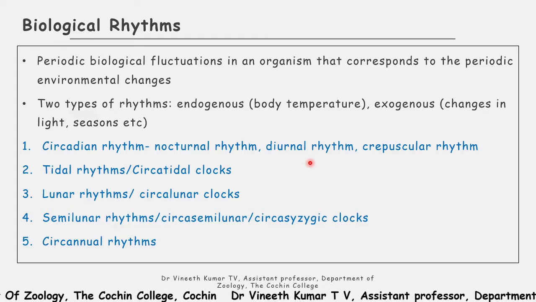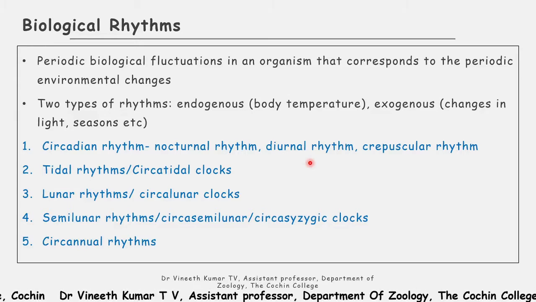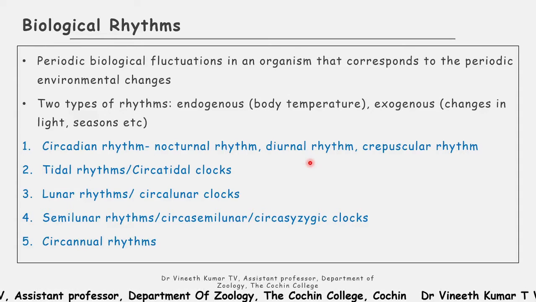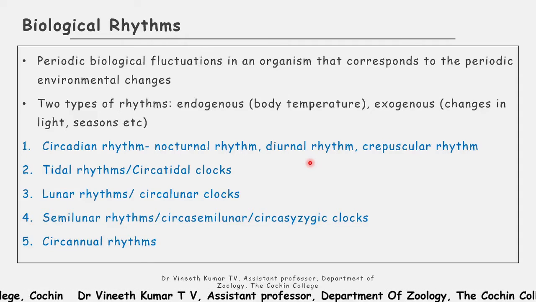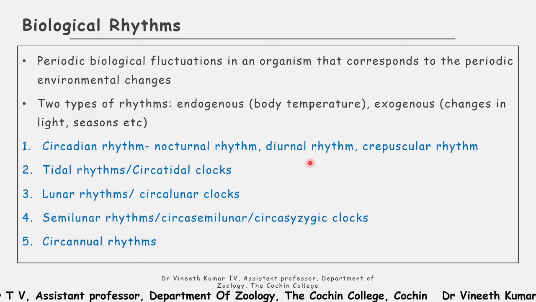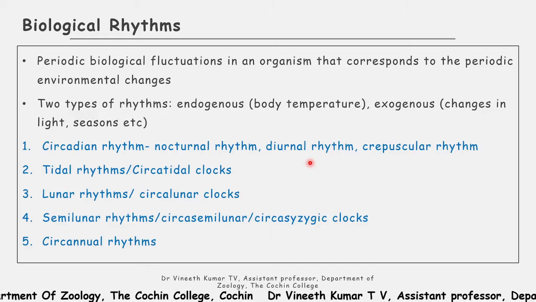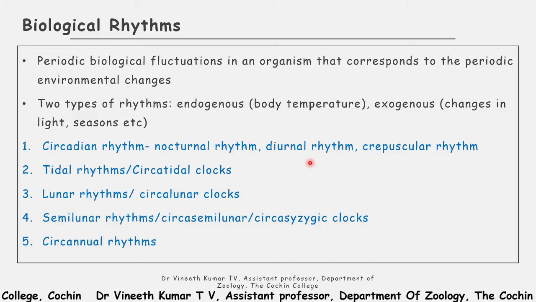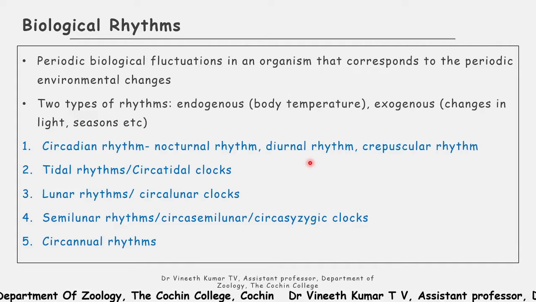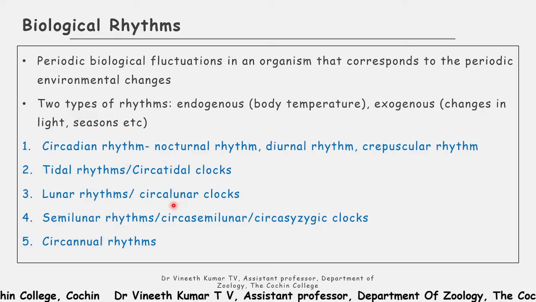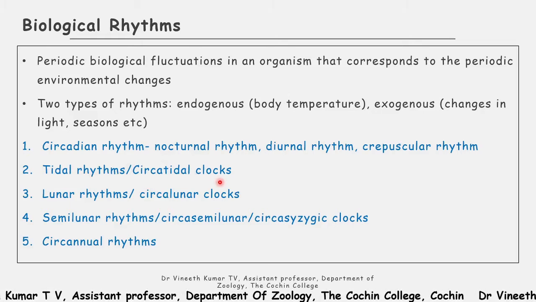So there are many animals which show this type of feeding cycle. Most of the animals, including the humans, have a set of circadian rhythm. Our daily wake to sleep rhythms can be considered as what is called a circadian rhythm. Coming to the second one is the tidal rhythm or the circatidal clocks.